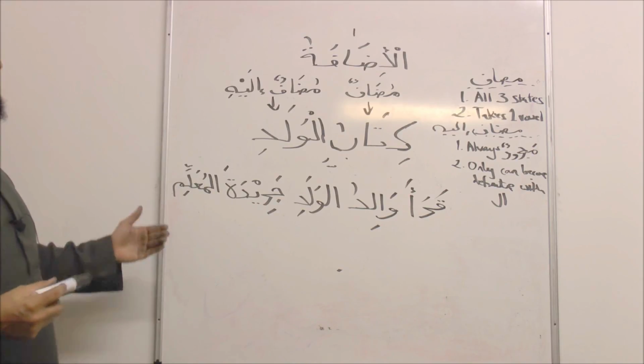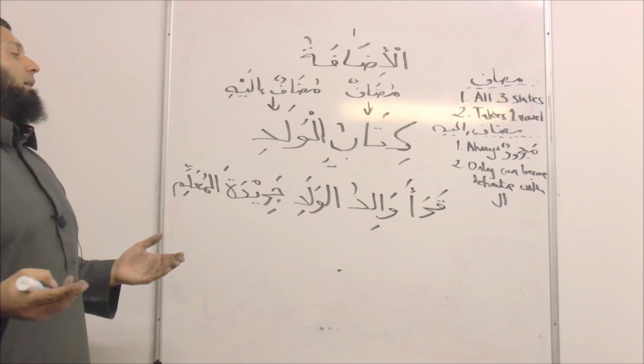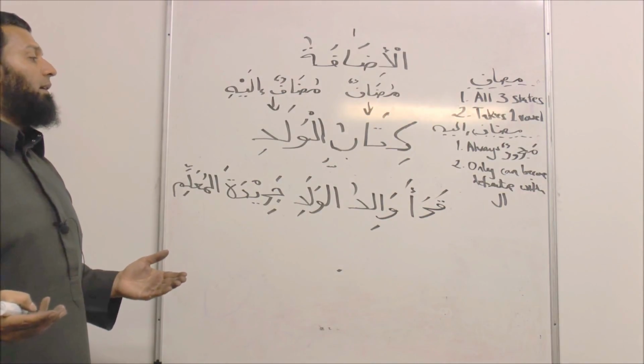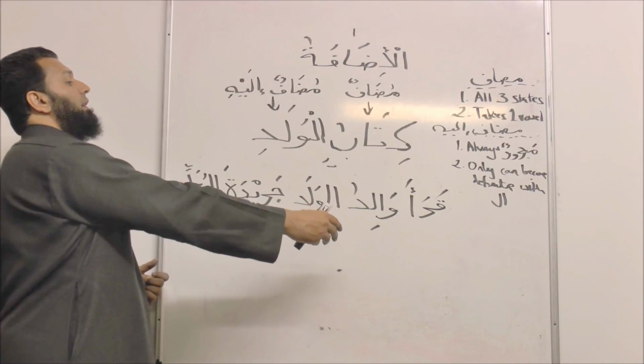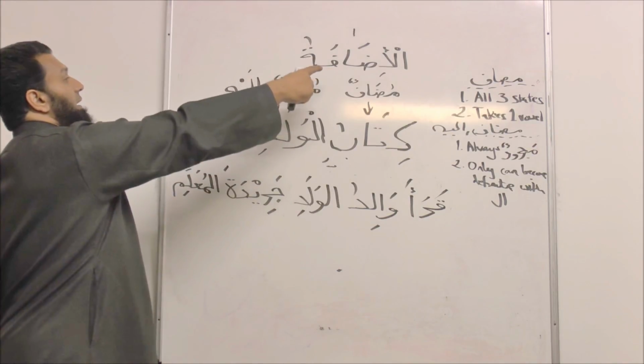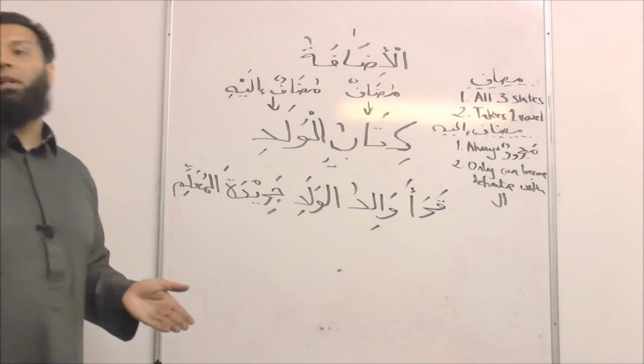So that's an example of a jumlatul fi'liyah that begins obviously with the fi'lun. We have a fa'ilun that comprises an idafah, and we have a maf'ulun bihi that's also an idafah.